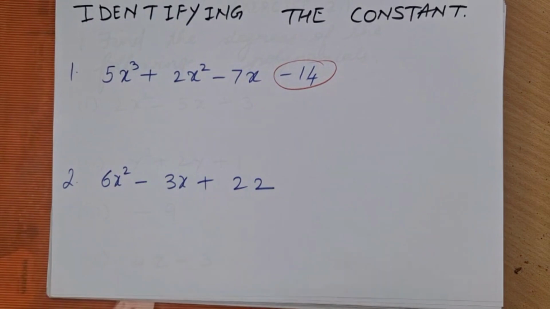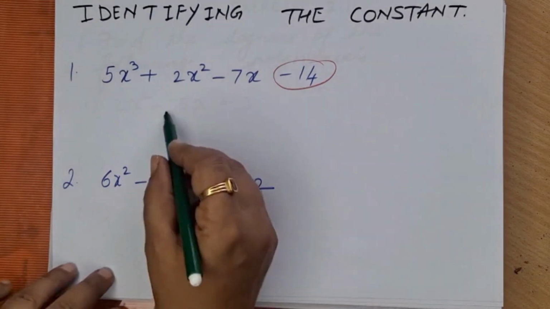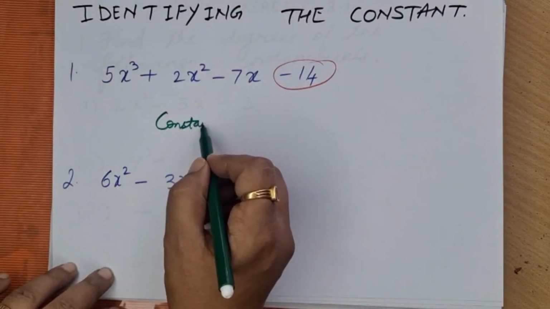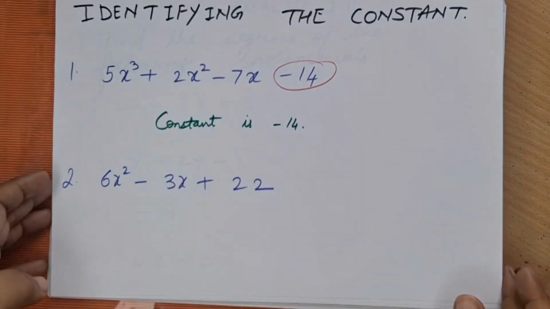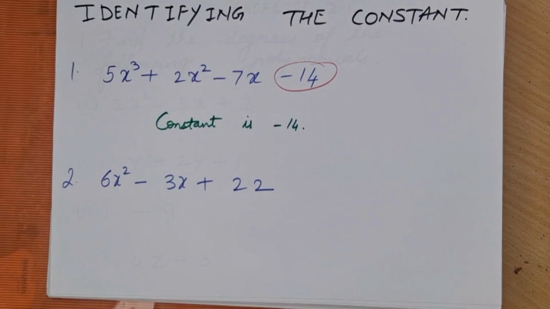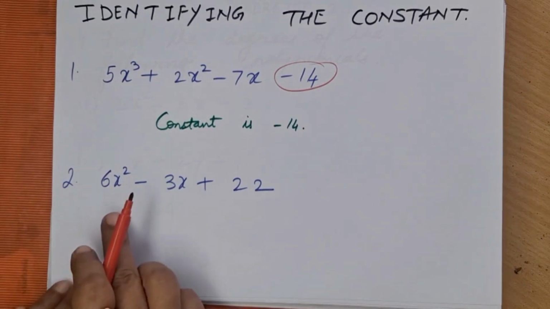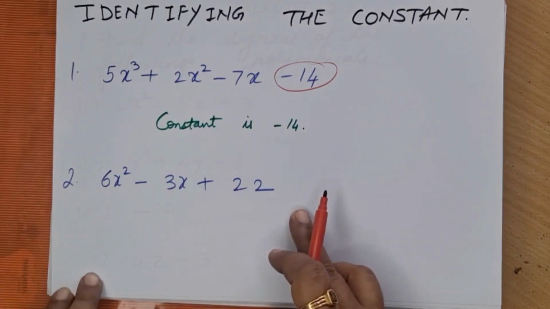In this first example, which number has no variable? Yes, you guessed it right. That is minus 14. Yes, it is important to write the minus sign. Otherwise, you may lose marks. So, constant is minus 14.